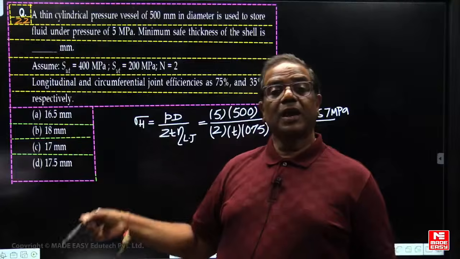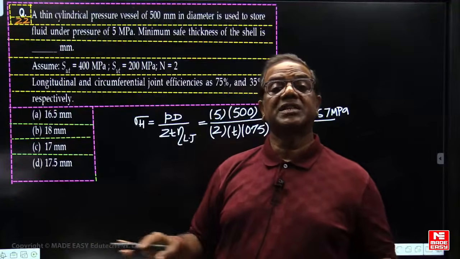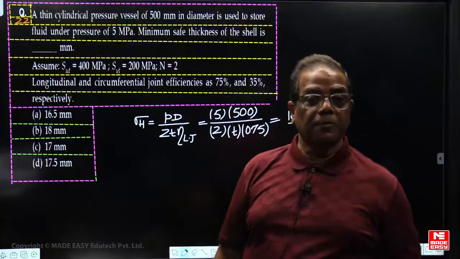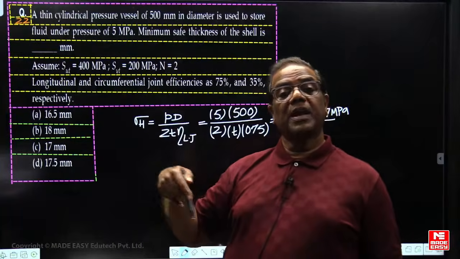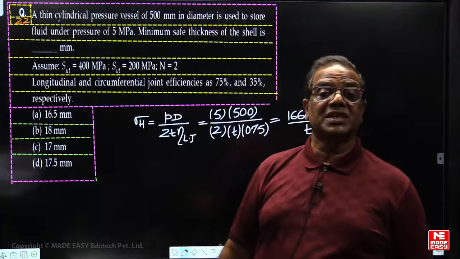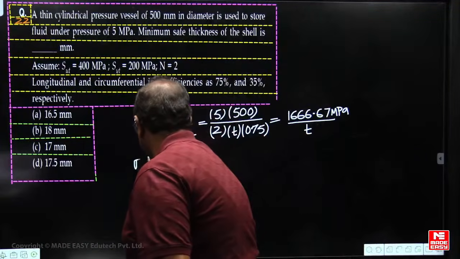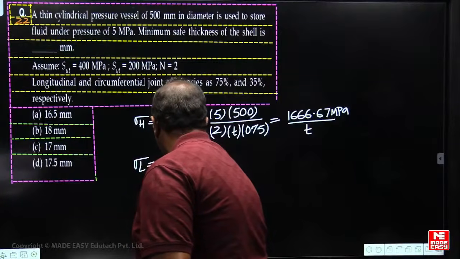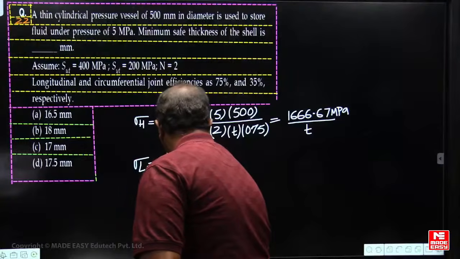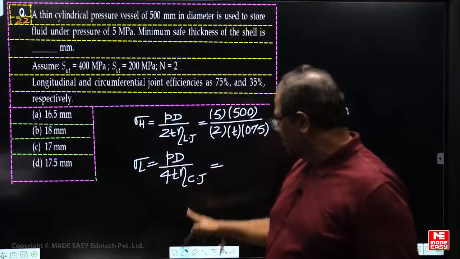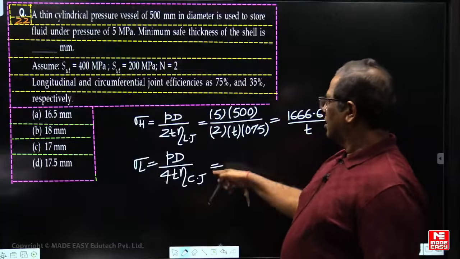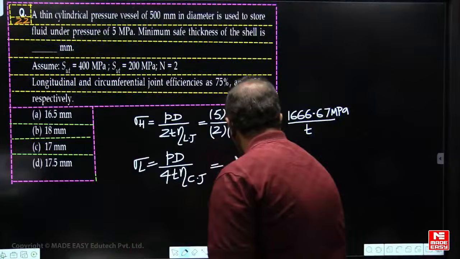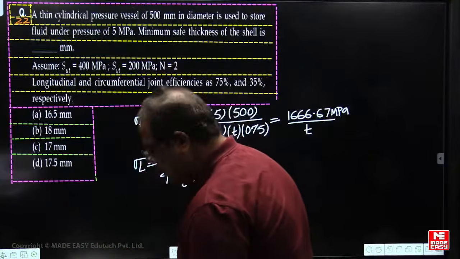It's not correct. Longitudinal stress is half of the hoop stress only when efficiencies are 100%. Here efficiencies are given, so longitudinal stress is not half of the hoop stress. Longitudinal stress is equal to PD by 4t, that is half of the hoop stress when efficiency is 100%. So longitudinal stress is PD by 4t with efficiency. LJ means longitudinal joint, CJ means circumferential joint. Now complete it, in place of 0.75, 0.35, and this value you are getting 1785.